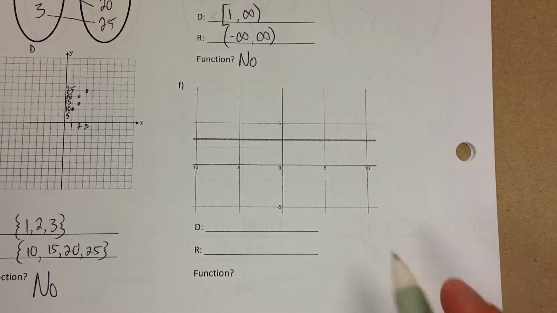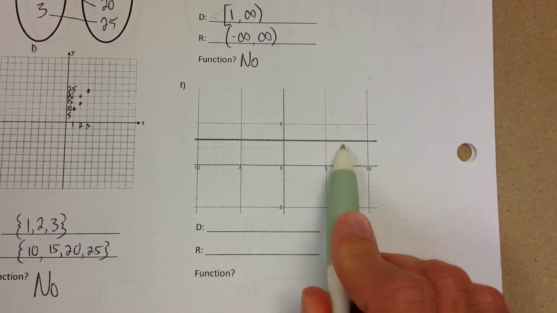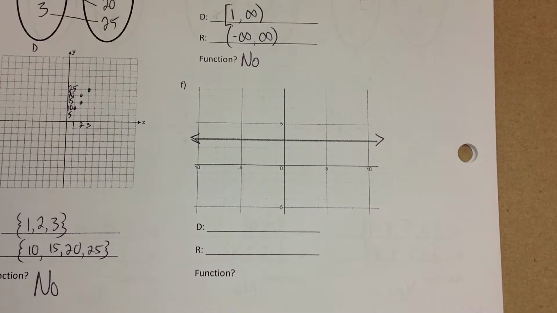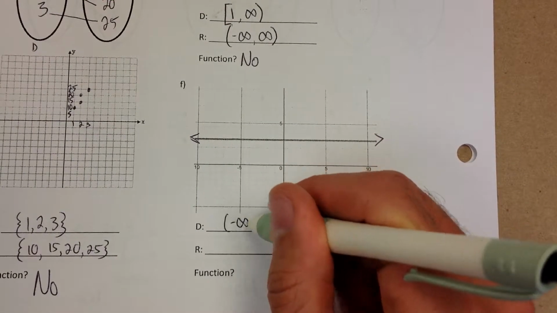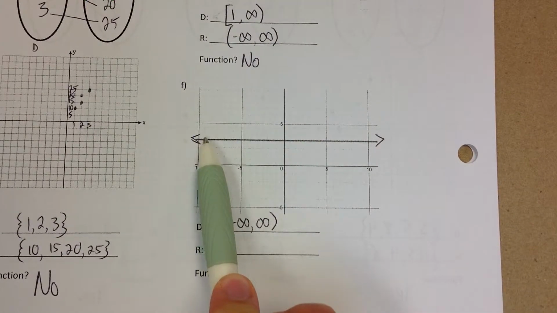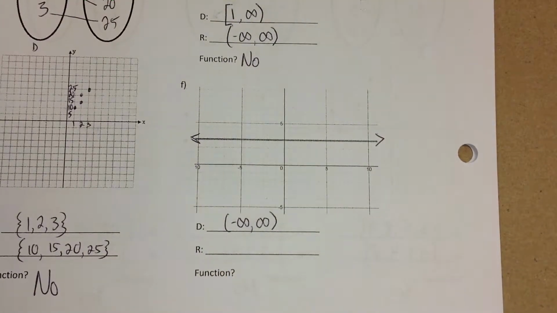Letter F. So it's just this horizontal line here. Dominique, could you give us the domain? Thank you. Okay, so this goes forever in both directions, negative infinity to infinity. And Jen, could you give us the range?